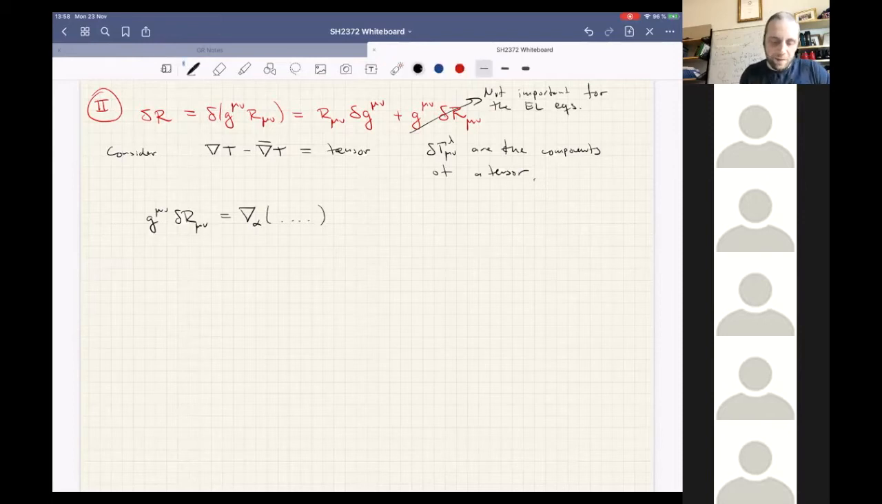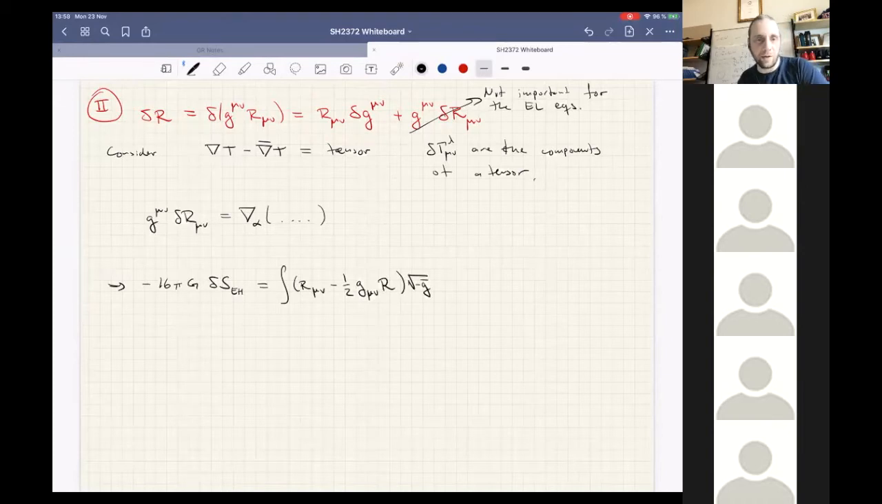So what this means is that we end up with minus 16 pi G times the variation of the Einstein-Hilbert action is equal to this integral. And then we have R mu nu coming from this term, minus 1/2 g mu nu times the Ricci scalar, and then we take the square root of the metric determinant outside of that and integrate with respect to the coordinates.